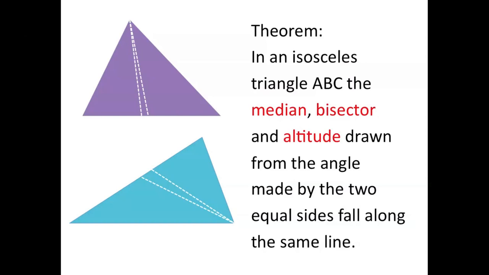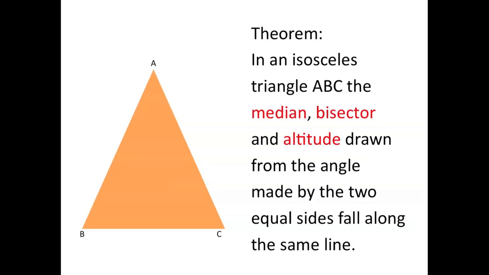So the altitude of the purple triangle that we drew earlier was this one, and for the blue triangle, it was this one. So as you can see, all three of these lines, the median, bisector, and altitude, do not fall upon each other. And the theorem is saying that for an isosceles triangle, if these three lines are drawn from the angle that is created from the equal sides, then they will fall directly on each other, so it will be exactly the same line. Now let's look at an example to get a better idea of what this means.